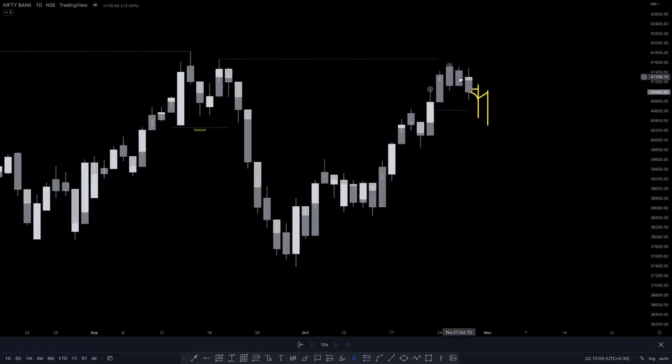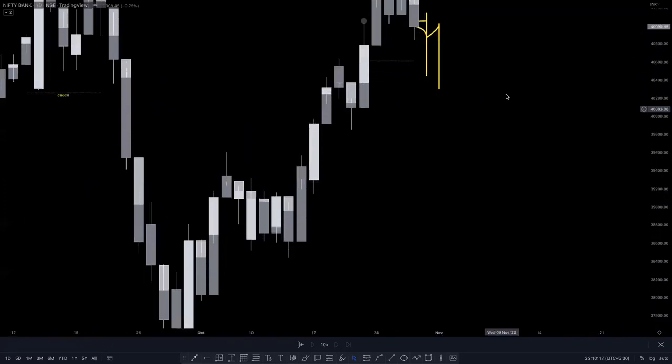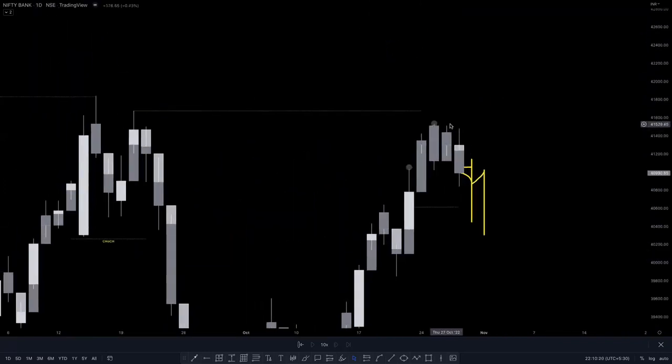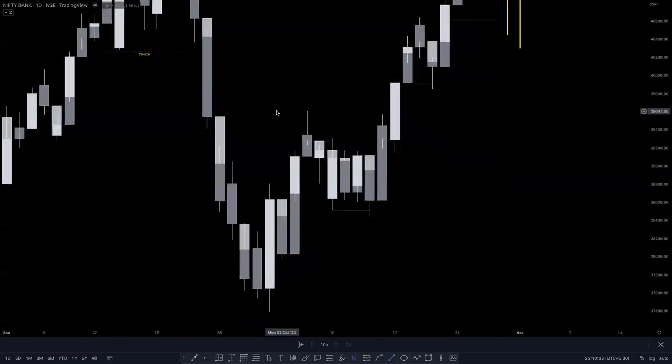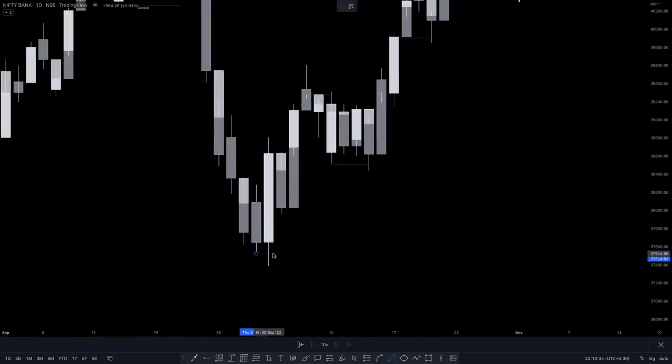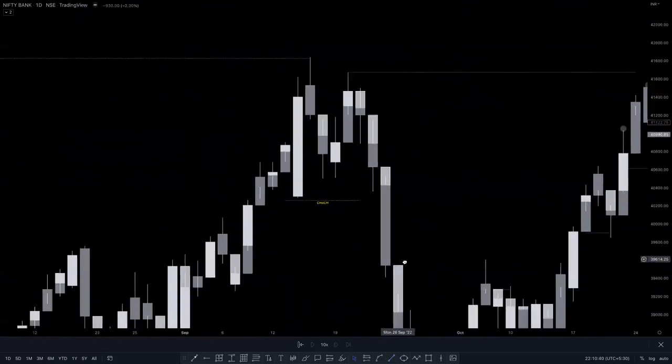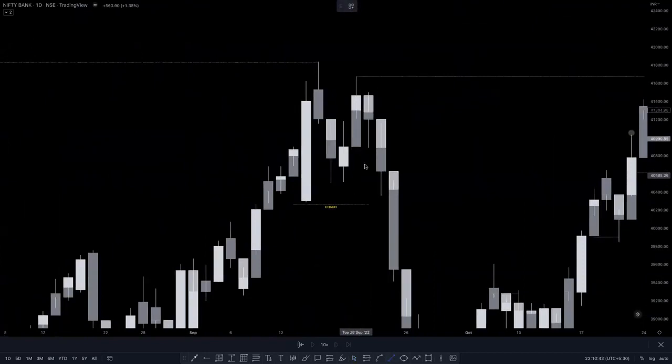28 October is not a liquidity sweep. Okay, look at this one. This is a liquidity sweep. The actual liquidity sweep is here. Liquidity sweep is here. These are all liquidity sweeps. Let me show you one more example here. These are liquidity sweeps. Correct. And I want to show you one more. These are liquidity sweeps.